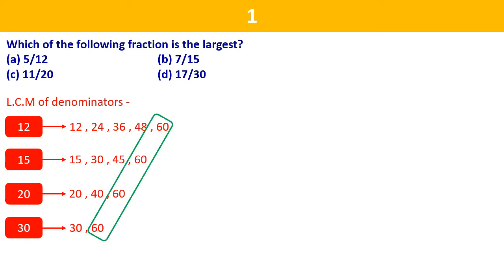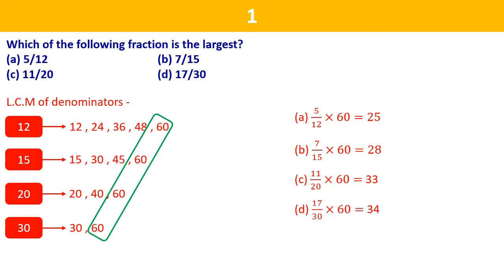Now, how to decide which fraction is largest? In option A, which is 5 by 12, I will multiply with the LCM of all 4 denominators. 5 by 12 multiplied by 60, I get 25. The second option, 7 by 15, I will multiply with the LCM, that is 60. I get 28 as the result. The third option, option C, I will multiply with 60. I get the result as 33. And the fourth option, if I multiply with 60, I get the result as 34. Now we can very well decide which is the largest fraction. So we can say that option D is the correct answer.